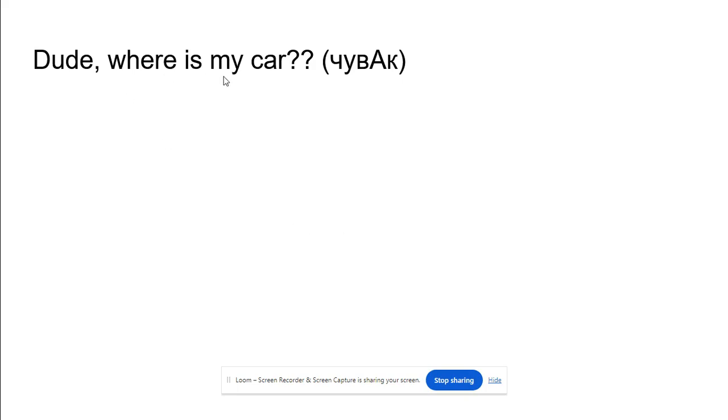Dude, where is my car? I think there was a movie about that. Now, for the word dude, this is a fun little word. The word here is chuvak. Chuvak. It's a kind of a slightly disrespectful way of referring to a man or a young man. It's kind of a fun word. It can definitely come off as offensive if it's in a formal setting, but among friends, like teenage boys, it can be pretty acceptable.